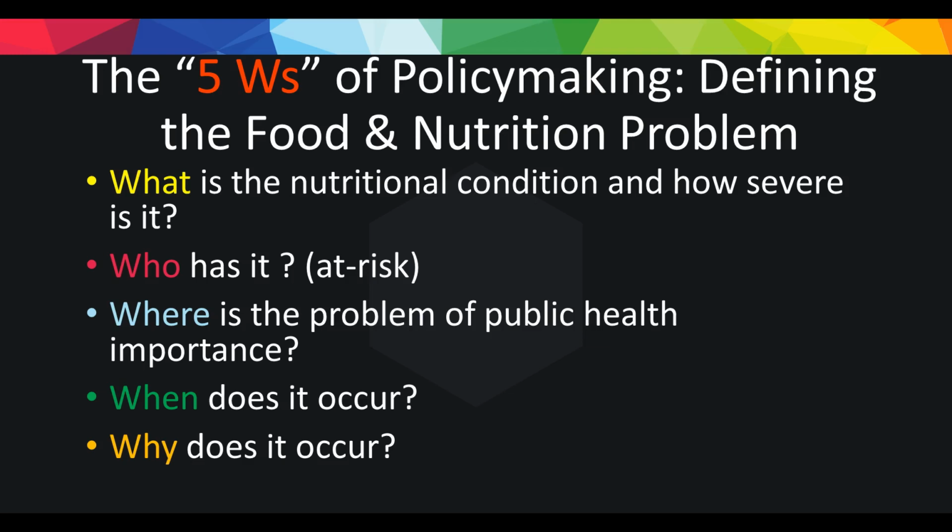Who has it? Who has that, what we call the nutritional conditions just now? Is it the children under 5 years old, or is it school children, or among white collar workers, or professionals, etc.? So normally for the policy maker to make a policy, they have to look at who actually the target group is that has the problem. Number 3, after you have what, you have who, now where.